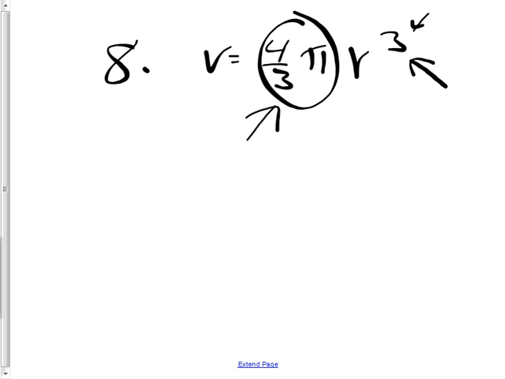Yes, on power functions, they can be fractions. Remember the only rule for power functions? They can't be 0 and they can't be a variable.